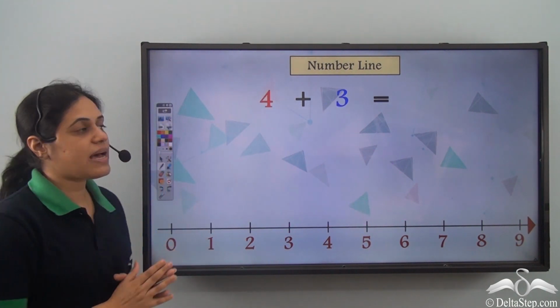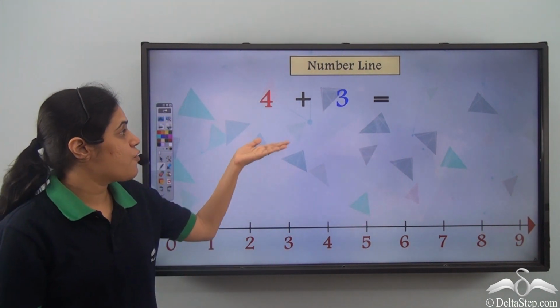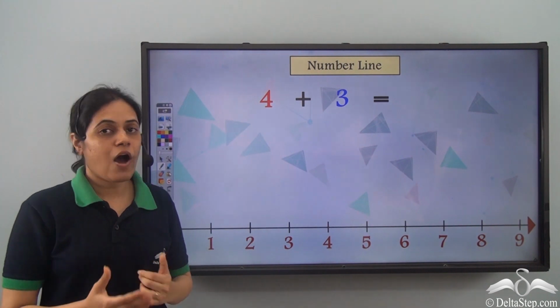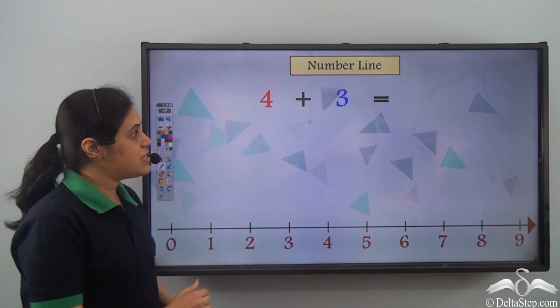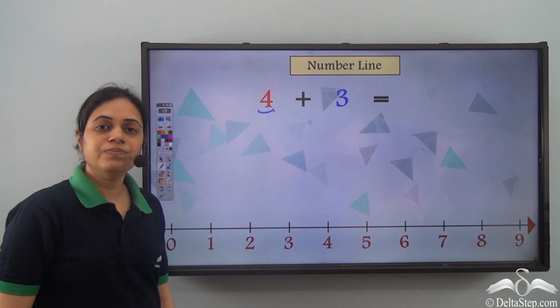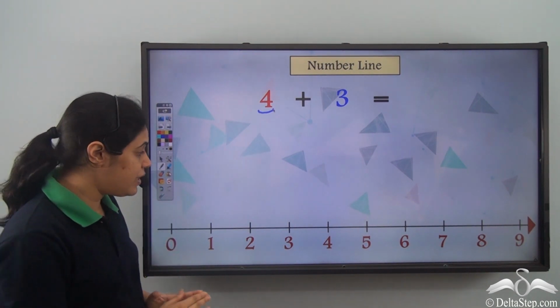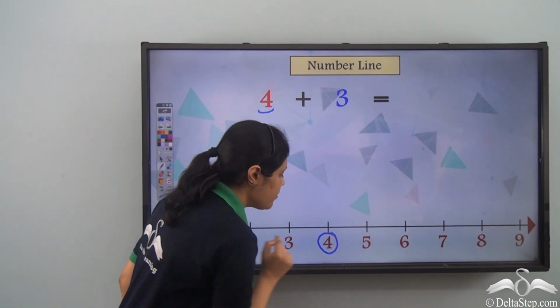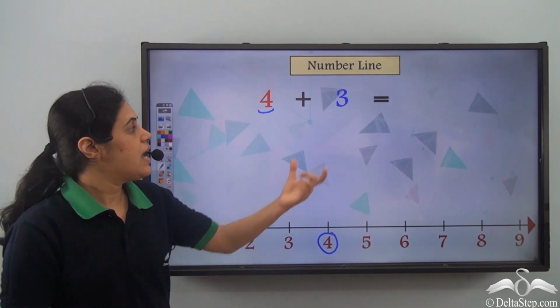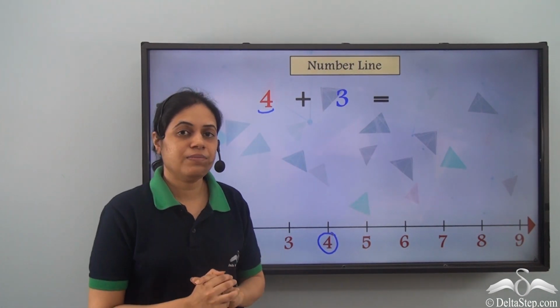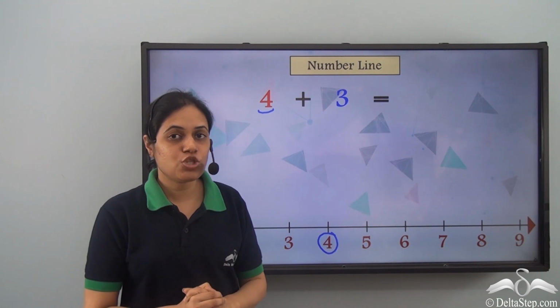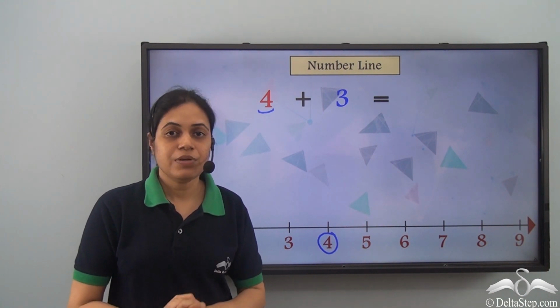Let us see one more example. I have 4 plus 3. How can I add this? First, I look at 4. Now where is 4 on my number line? 4 is placed here. I need to add 3. That means I need to hop 3 times.